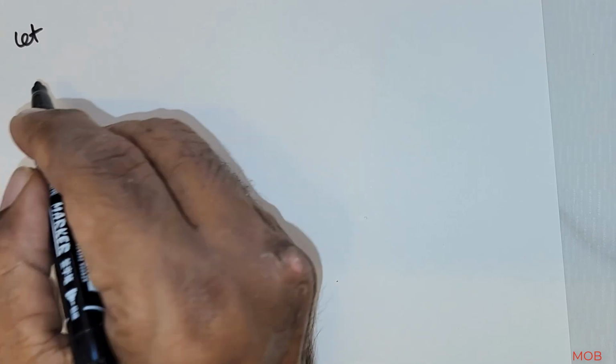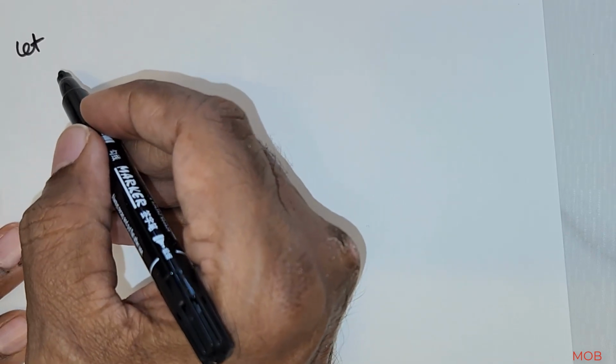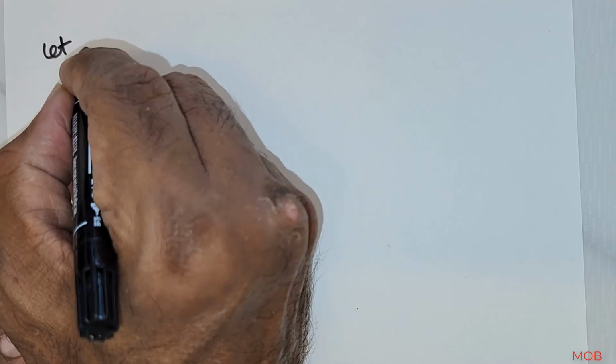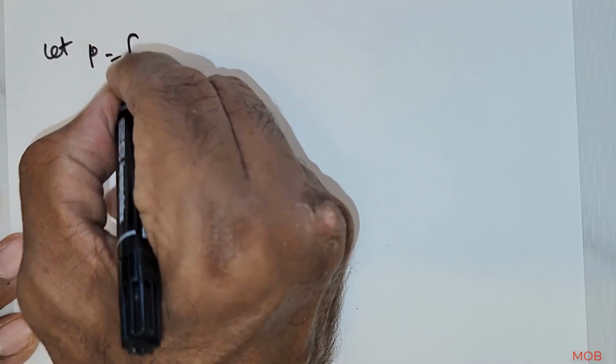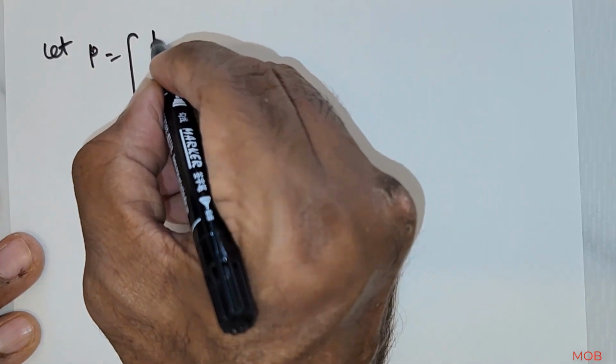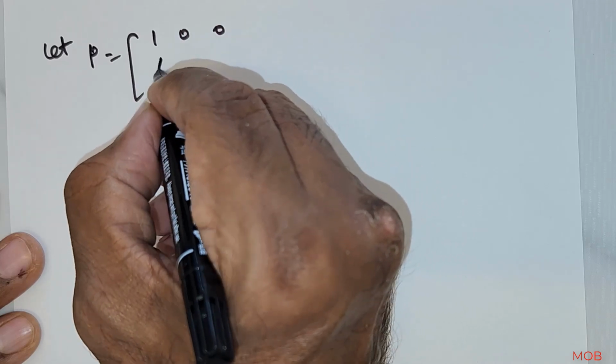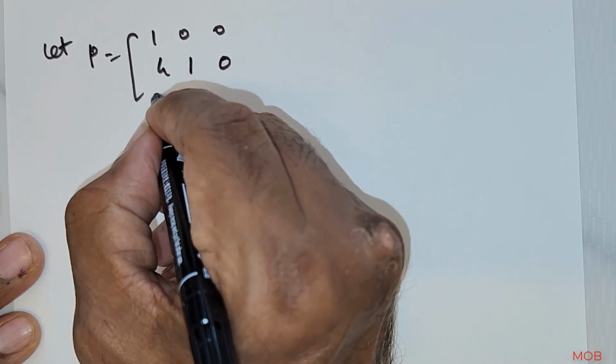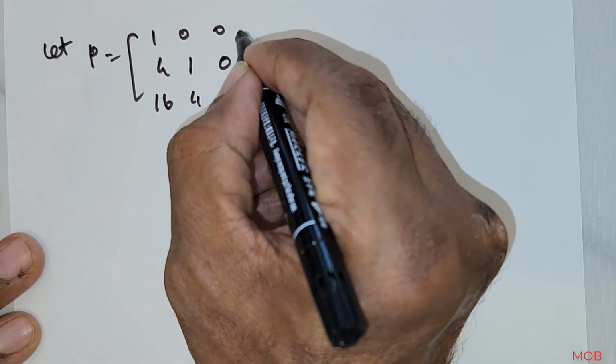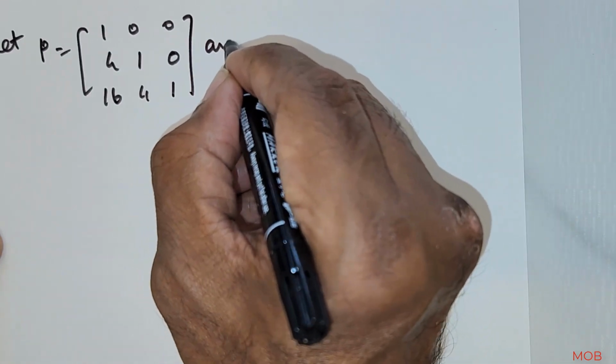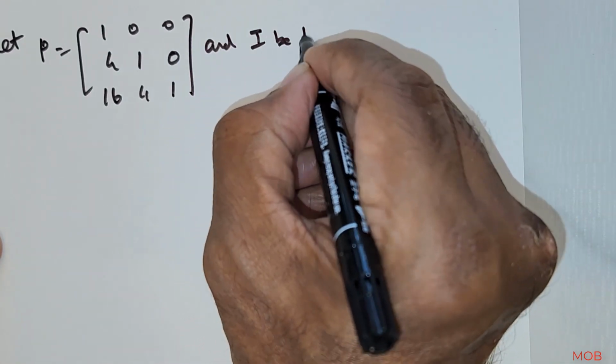Good day everybody, we've been given this challenging question. So let me write the question down. Let P be equal to a matrix 1 0 0, 4 1 0, 16 4 1, and I be the identity matrix.